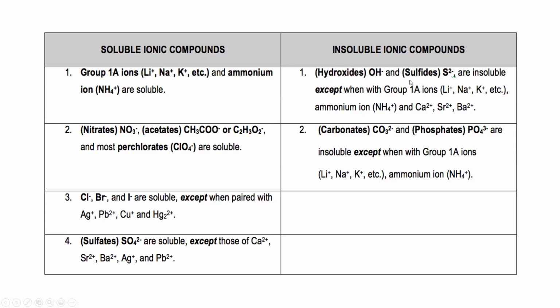All the hydroxides are insoluble and also are insoluble the sulfides, except when the cation is one of these from group 1A, and also ammonium, calcium, strontium, or barium. Carbonates and phosphates are insoluble, except for the group 1A cations, or also when you have the presence of ammonium.